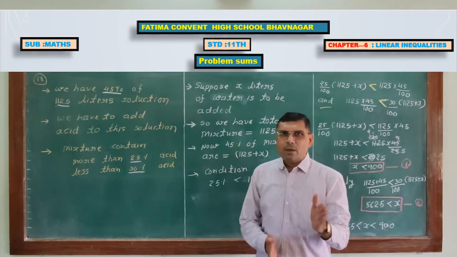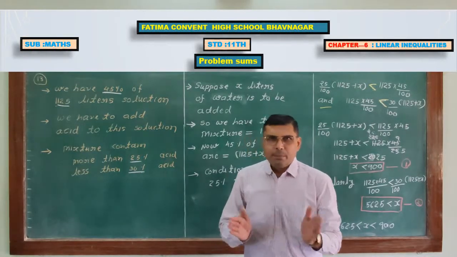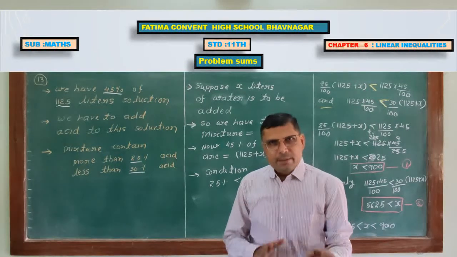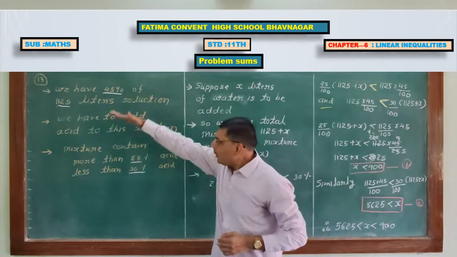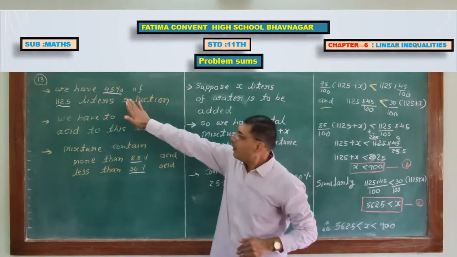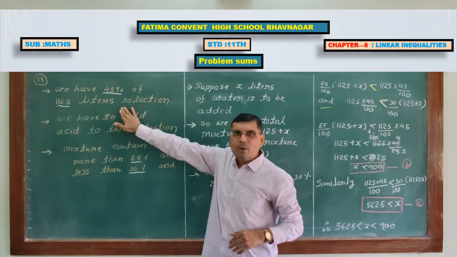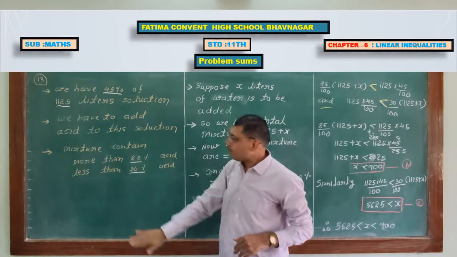Looks like question number 12 only. Similar type of question, but in comparison to question number 12, this is a little bit more simple. Okay, the information is this: we have 45% of 1125 liters of a solution.